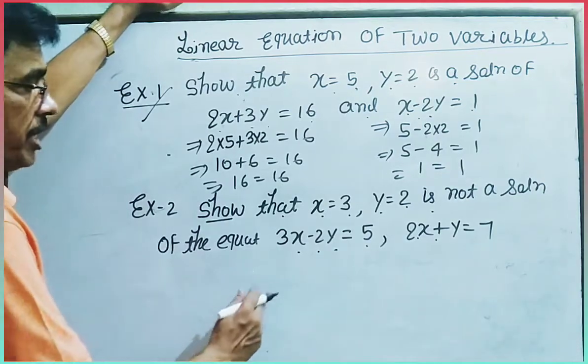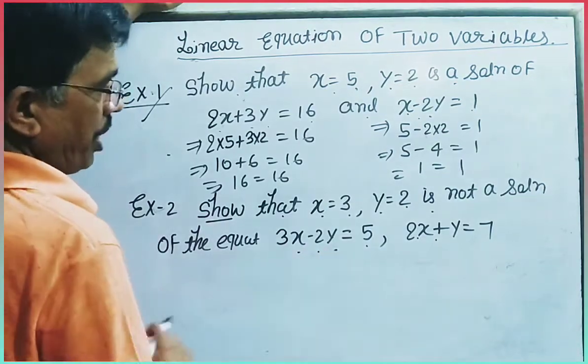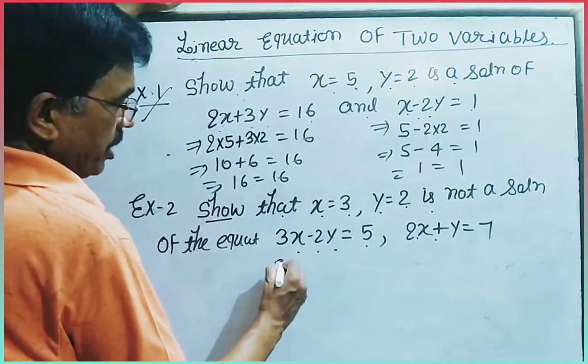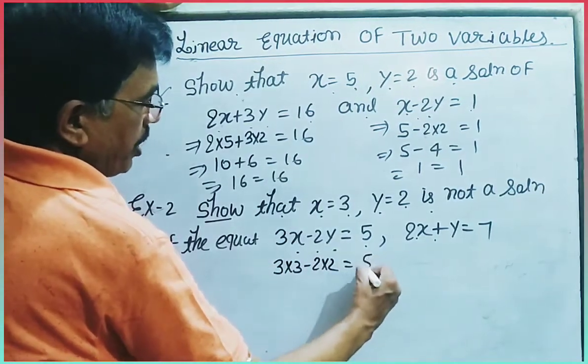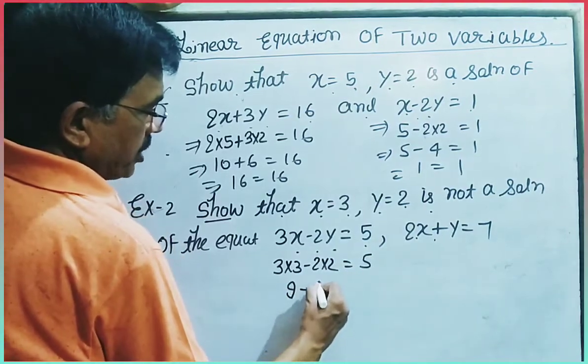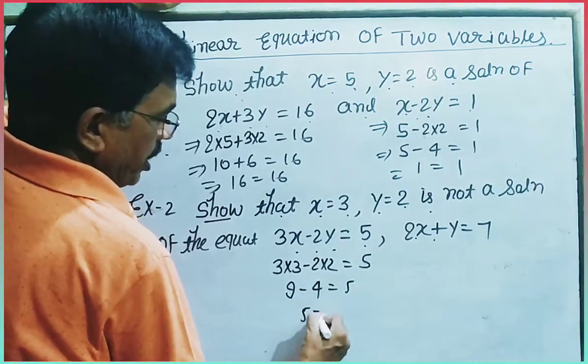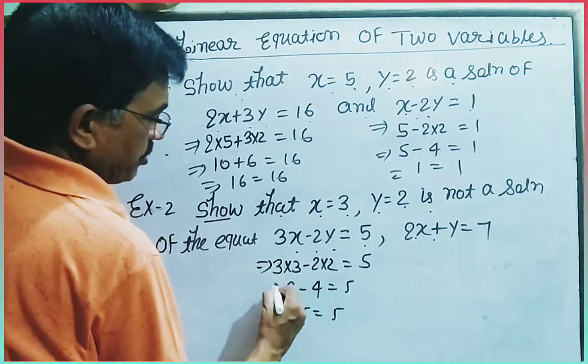Similarly, the next question is 3x minus 2y is equal to 5. What is the value of x? 3. That is 3 into 3 minus 2 into 2. You get 5. 3 threes are 9 minus 4 is equal to 5. That is 5 is equal to 5. This satisfies the equation.